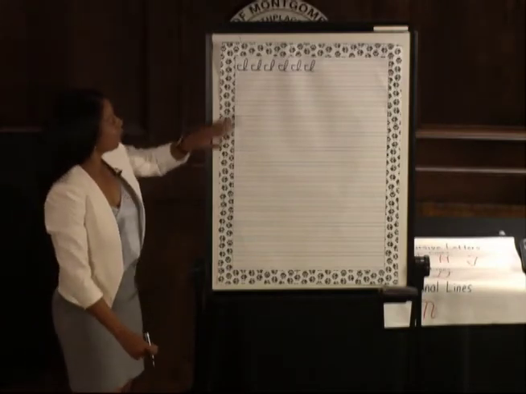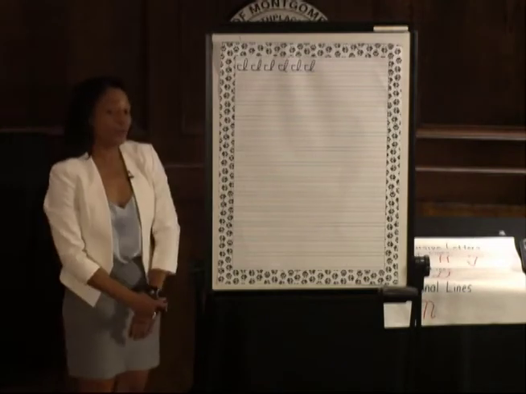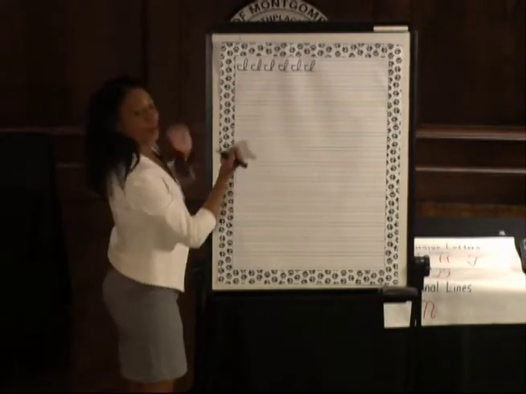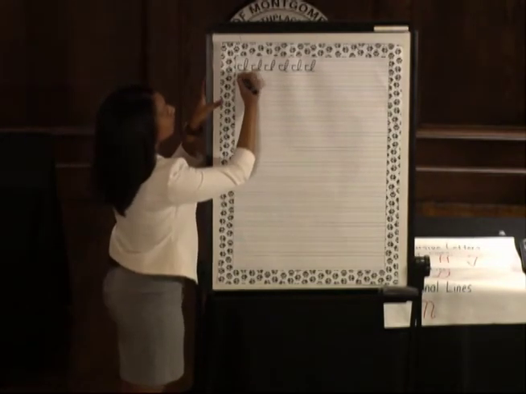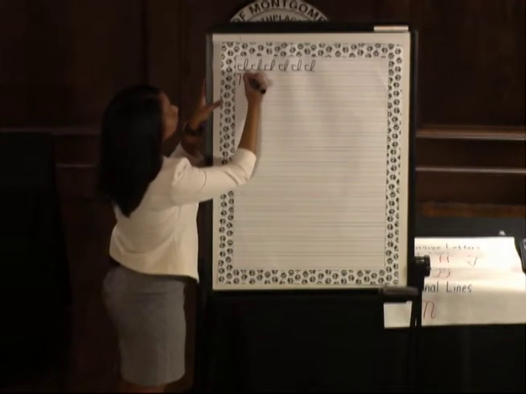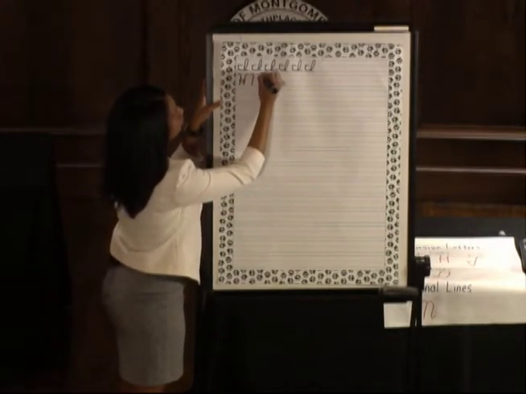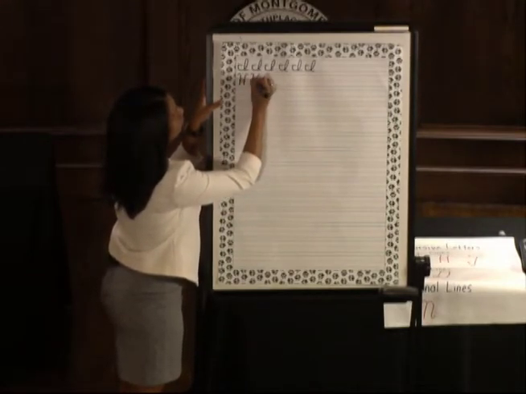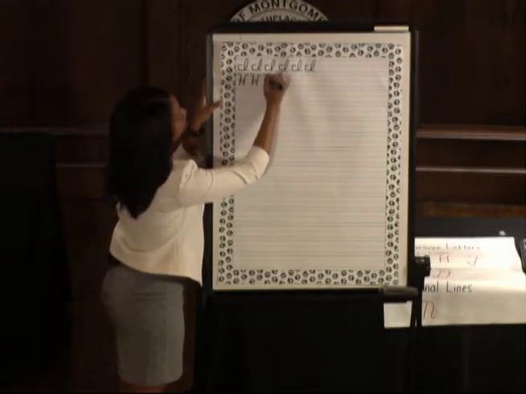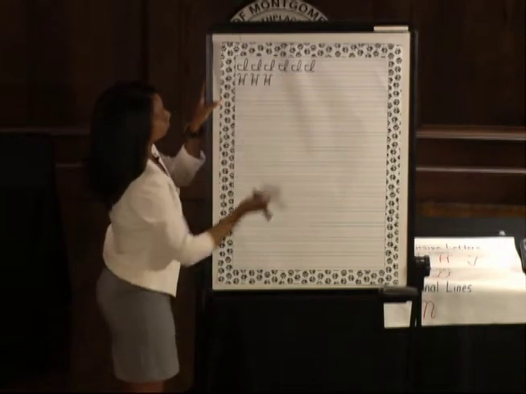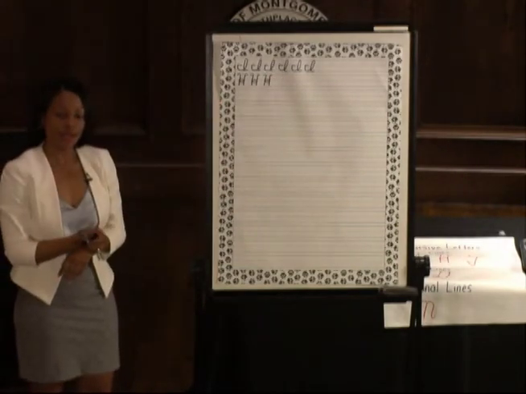Awesome. Now we're going to move on to the capital, or uppercase, letter H. With the uppercase letter H, you're going to start at the top. You're going to make a loop, come to the middle, hook, loop, middle, down, middle. Now you're going to try it at home with me.